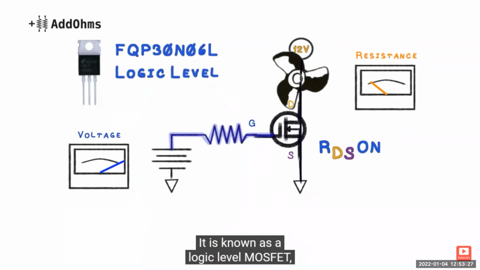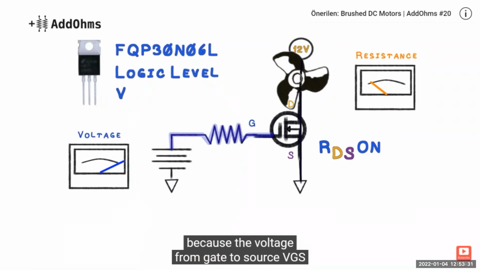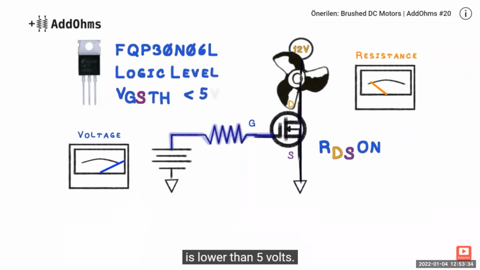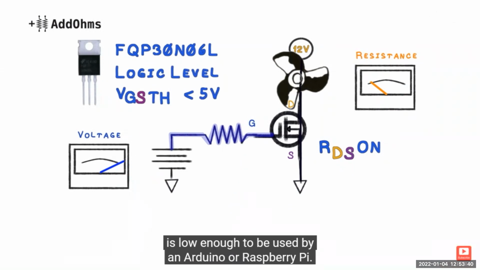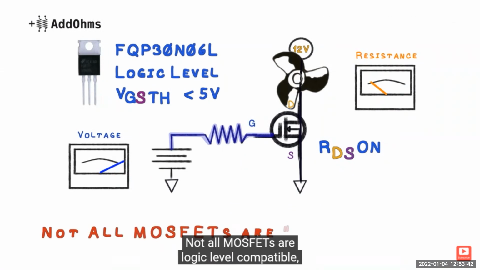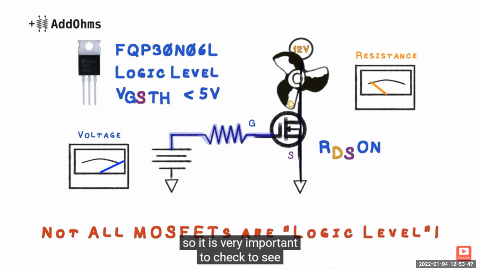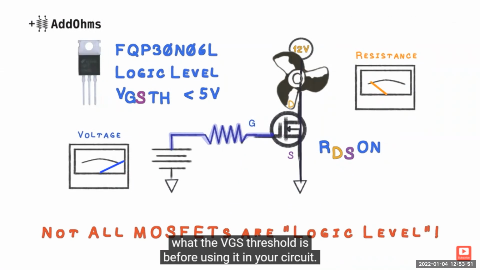It is known as a logic level MOSFET because the voltage from gate to source, VGS, is lower than 5 volts. In other words, the threshold to turn the MOSFET on is low enough to be used by an Arduino or Raspberry Pi. Not all MOSFETs are logic level compatible, so it is very important to check what the VGS threshold is before using it in your circuit.